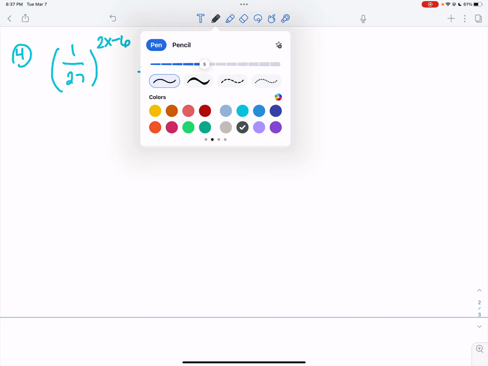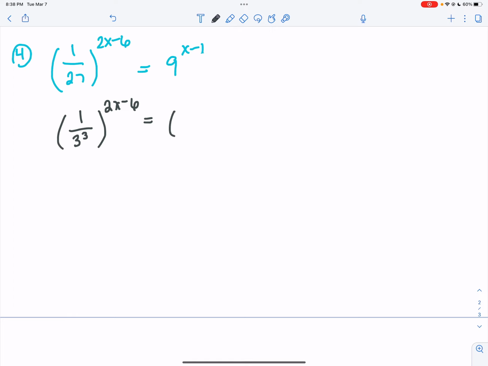So you have 1 over 27. 27 is the same thing as 3 cubed. And then 9 is the same thing as 3 squared. We're getting close, but my left side is still not a base of 3. We have 1 over 3 to the 3rd power. So what I'm going to do is move that 3 to the 3rd power up by taking the reciprocal.